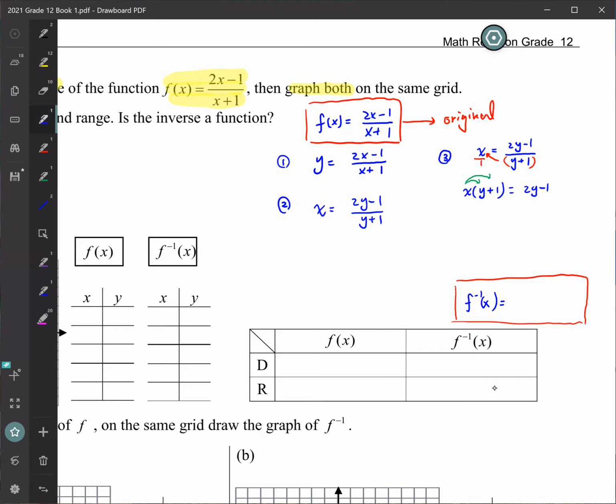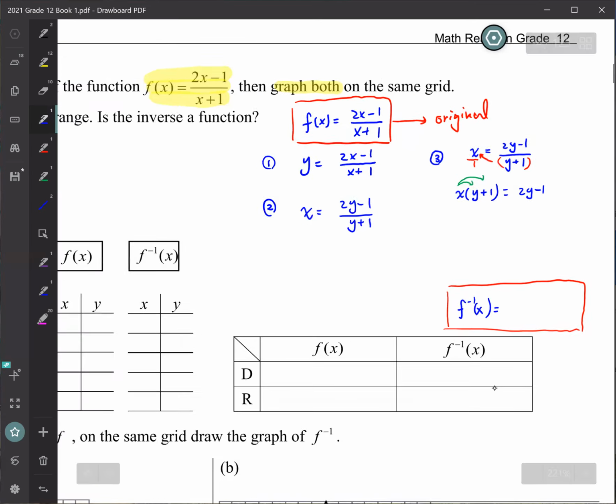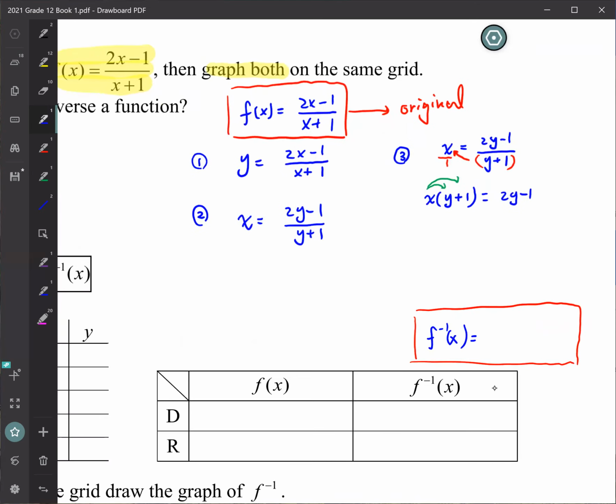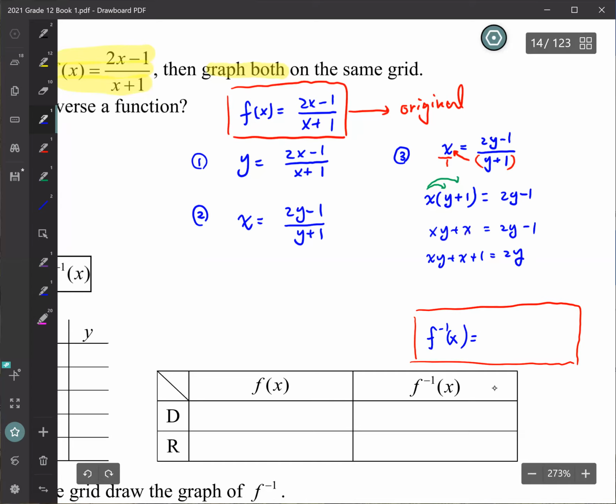Okay, Susan, can you tell us what you got after cross multiply? I got xy plus x is equal to 2y minus 1. Yeah, equal to 2y minus 1. Very good. Did you do anything after that? Yes, I moved the negative 1 to the other side. Okay, and how do I write it out? xy plus x plus 1 equal to 2y. Okay. Anything else after that? And then divide both sides by 2.